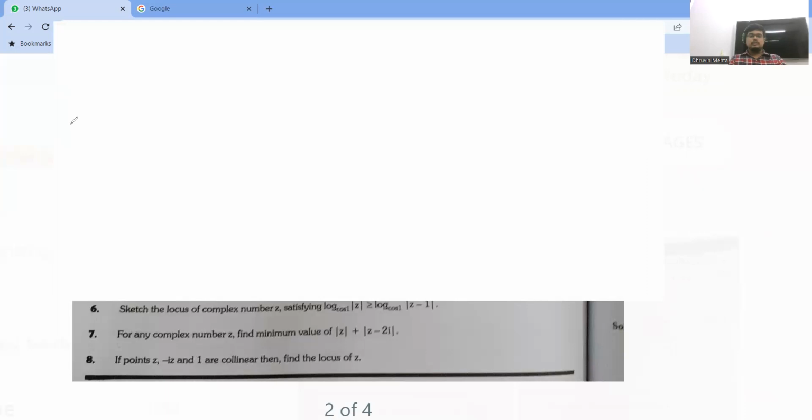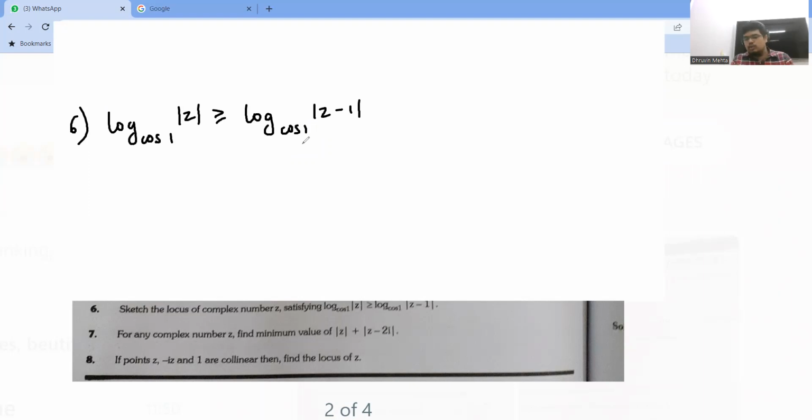Let's take the sixth one. State the locus of complex number z satisfying log of mod z, cos of 1, greater than or equal to log of mod of z minus 1, cos of 1. Sketch the locus. So we need to first find the equation and then we can sketch it.